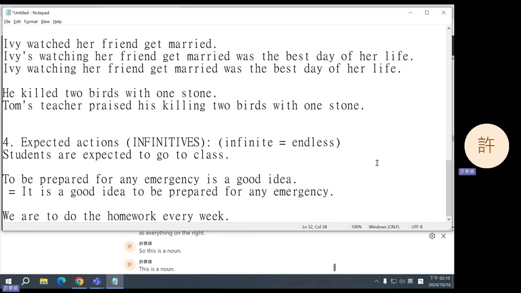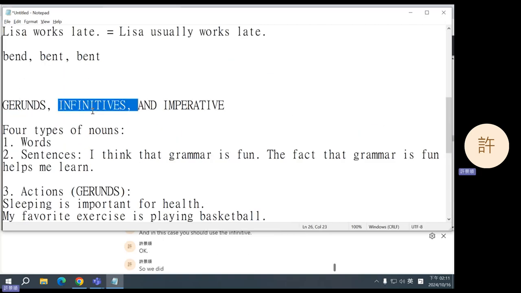Okay, questions about the infinitive? Remember, if you have a choice between a gerund and an infinitive, think about whether it is a neutral description, in which case you should use a gerund, or there is some kind of expectation, obligation, duty, or uncertainty. Maybe it will not actually happen. And in this case, you should use the infinitive. Okay, so we did this, we did this, 2 out of 3.